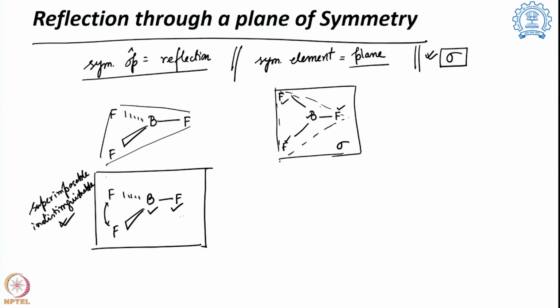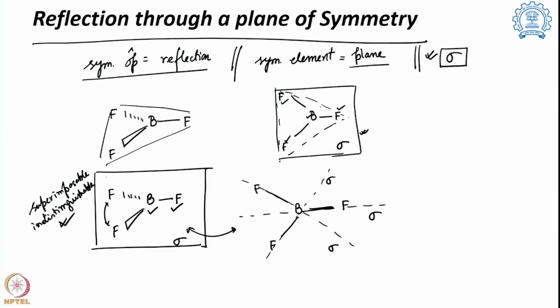Now, how many such planes of symmetry will be present? If I draw with this orientation, where I am looking from the top view of this molecule, this is the plane of symmetry I am talking about. I can have 3 of them because it can go through each of the BF bonds. So, I will have 3 different sigma planes, and there is one other. So, in total I have 4 sigma planes. One is the plane of the molecule itself, and 3 of them are perpendicular to the plane of the molecule, going through one of these BF bonds.